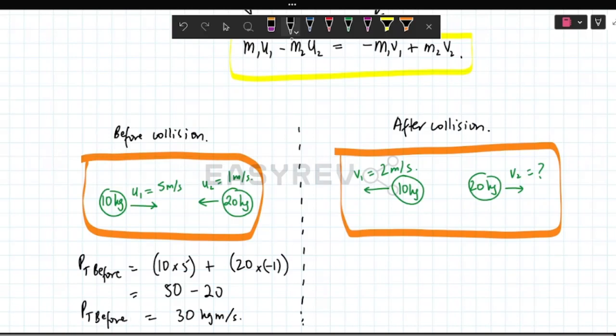Now let's construct an equation for the situation after collision, for the total momentum, that is.